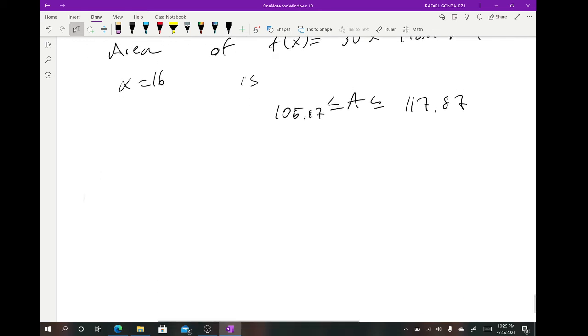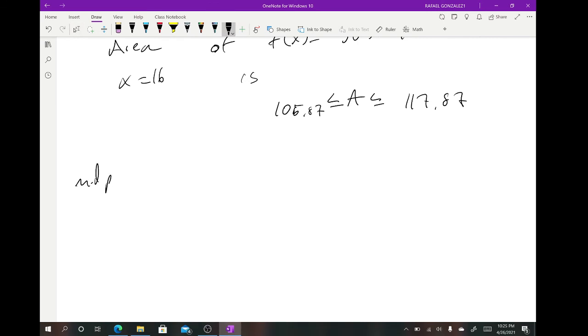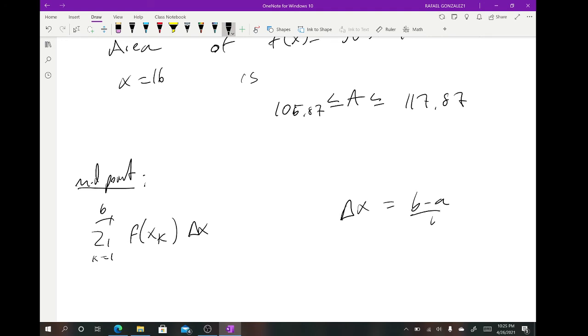So using the formula, what do we have? For the midpoint, again, nothing has changed. We're still going to have the sum from k equals 1 to 6 of f of x k times delta x. Delta x is still b minus a over n, because that's the number of partitions. But now our x k is a plus k minus 1/2 delta x, because we're looking at the midpoint.